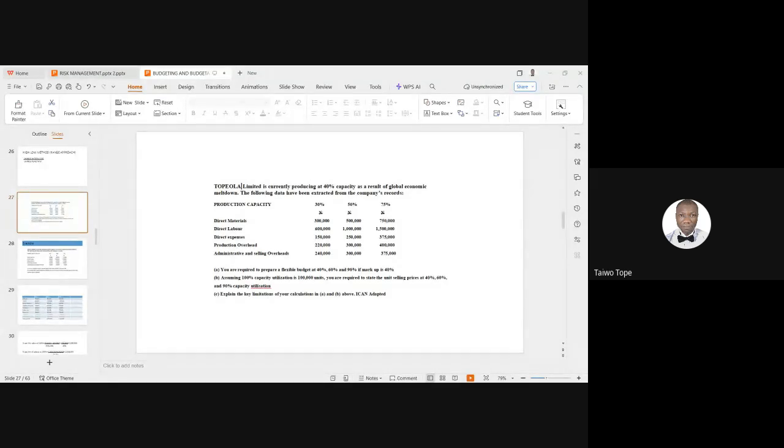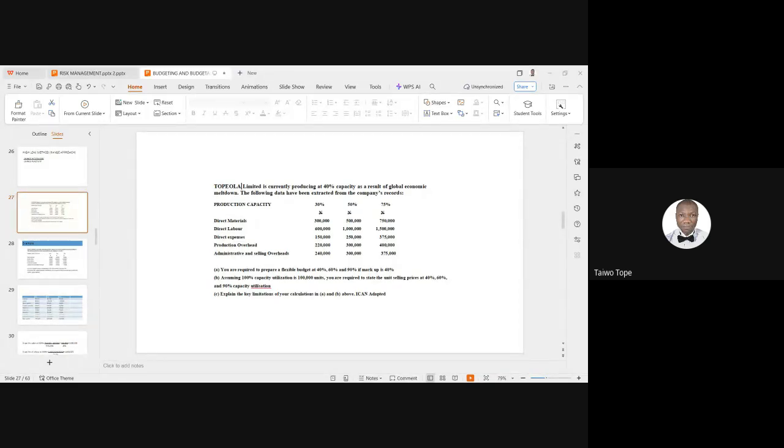Now, the question is asking us that we are required to prepare a flexible budget at 40% activity level, at 60% activity level, and 90% if markup is 40%. Assuming 100% capacity utilization is 100,000 units, you are required to state the unit selling price at 40%, at 60%, and 90% capacity utilization. Explain the key limitations of your calculation in A and B above.